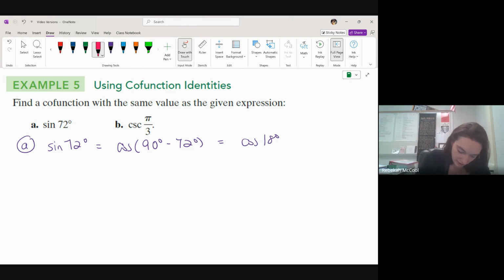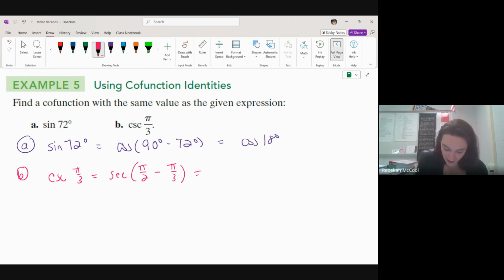And then with B, we've got cosecant of pi over 3. So cosecant's buddy is secant. We take secant of pi over 2 minus pi over 3. So this is where you hopefully know your fractions. We would need a common denominator of 6 here, right? So pi over 2 is 3 pi over 6, and pi over 3 is 2 pi over 6. That means this would be equal to secant of pi over 6.